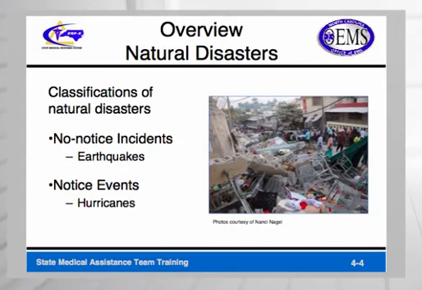Simply stated, natural disasters are disasters caused by natural forces. These forces can include those that cause earthquakes, volcanic eruptions, hurricanes, floods, tornadoes, and extremes of temperature. These natural disasters can be further classified into notice events or no-notice incidents.